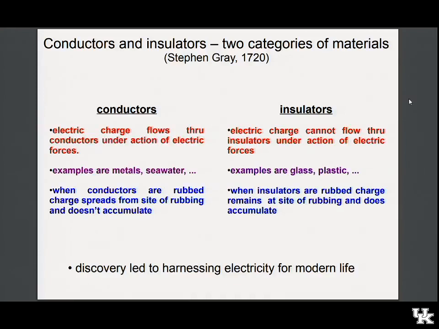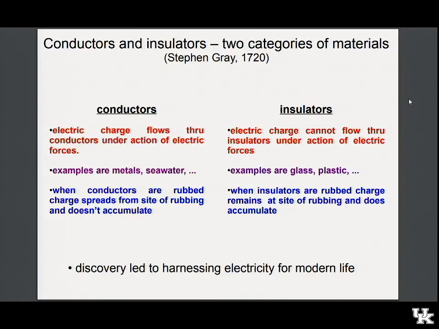What Stephen Gray concluded was these two types of materials, conductors on the left, insulators on the right. Electric charge, in modern language, can flow through conductors under the influence of electrical forces or electrical interactions. On the other hand, electric charge cannot flow through insulators. No electrical force or electrical interaction will pull an electrical charge through an insulator.